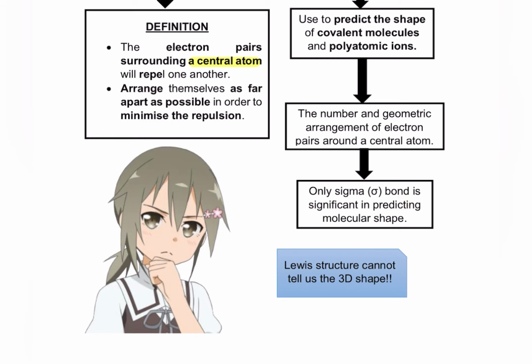For example, if you have a single bond, there will be 1 sigma bond. Then if you have a double bond, 2 dashes, it means the first bond is a sigma bond and the second one is a pi bond. And for the third example, a triple bond, the first bond is sigma, the second is pi, and the third is also pi bond. So this is what you should know about VSEPR theory.